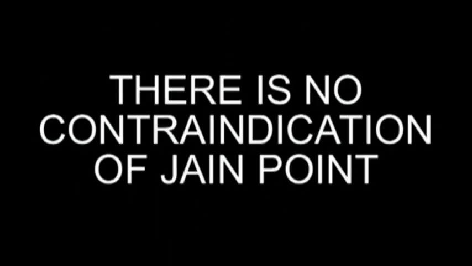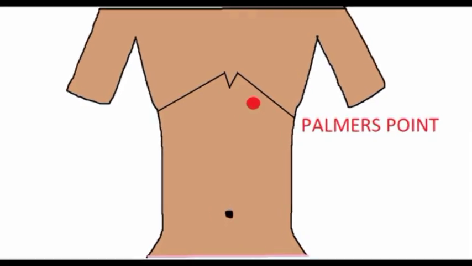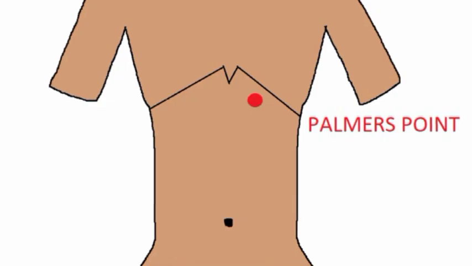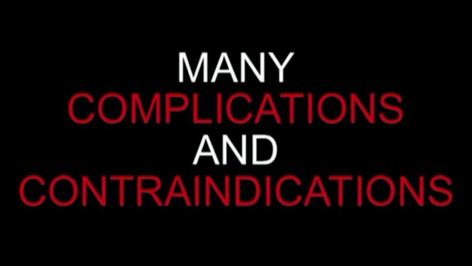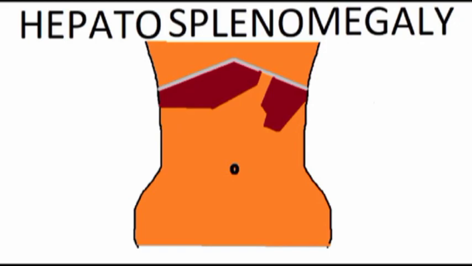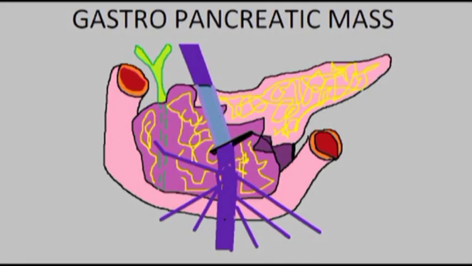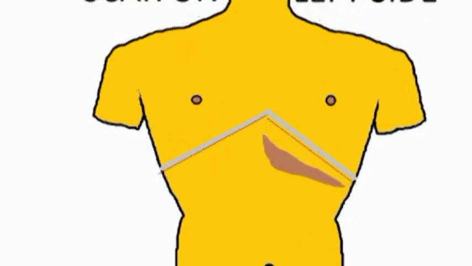The Jain port is found safe in this study. There is no contraindication of Jain point and the risk is only 0.04%. The only limitation of this study is the fact that it is retrospective in nature. Palmer port has enjoyed many years of use worldwide by all endoscopic surgeons, but in recent years, number of previous surgeries were increased and many complications of Palmer's point entry and many contraindications emerged. For example, hepatosplenomegaly, portal hypertension, gastropancreatic mass, huge gynecological masses, scar left side, as in cases of splenectomy or gastric surgery.